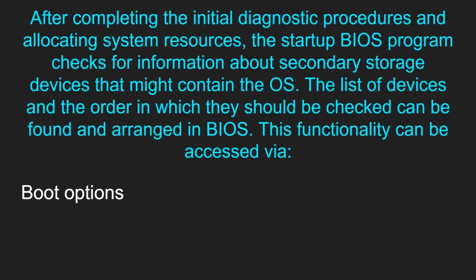After completing the initial diagnostic procedures and allocating system resources, the startup BIOS program checks for information about secondary storage devices that might contain the operating system. The list of devices and the order in which they should be checked can be found and arranged in BIOS. This functionality can be accessed via boot options.